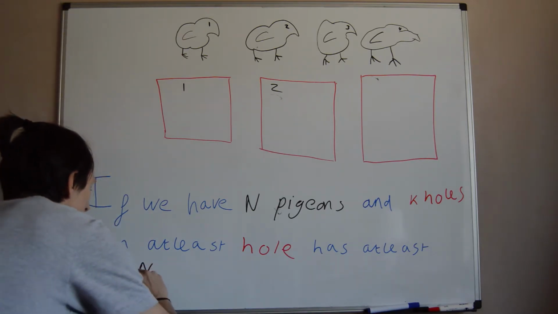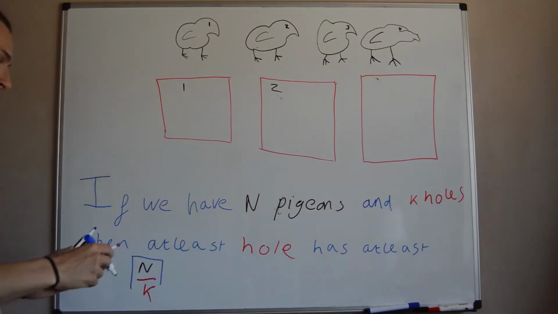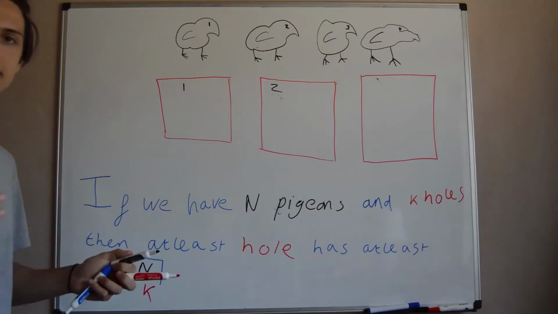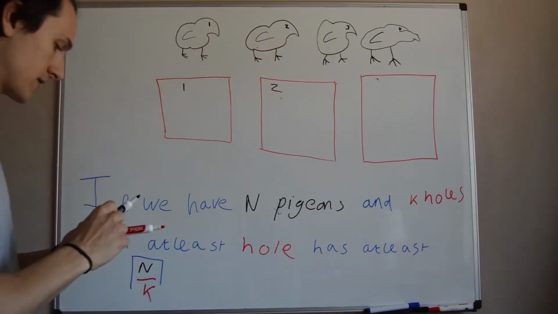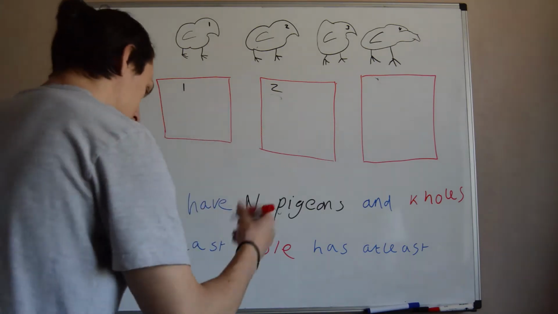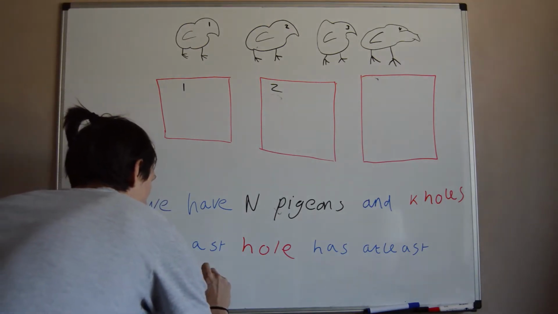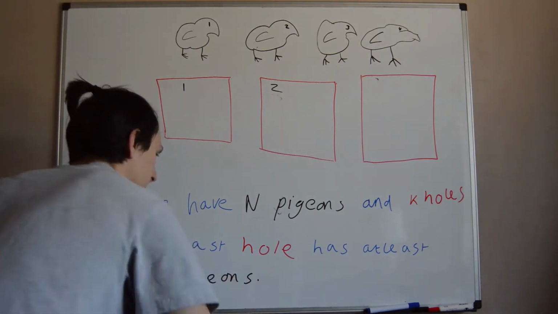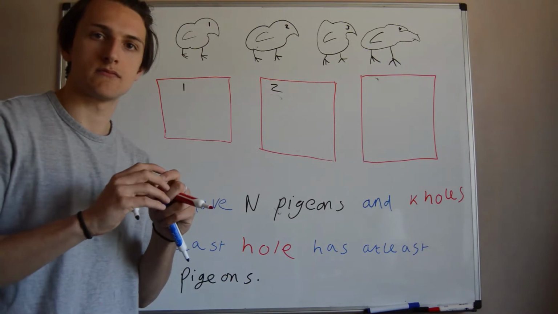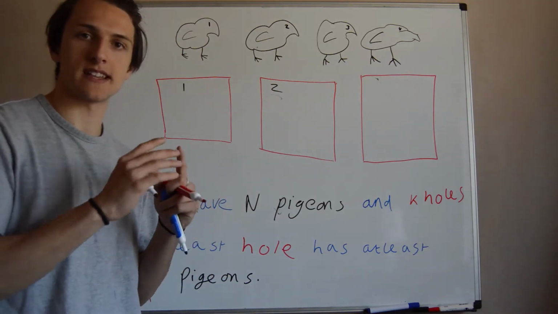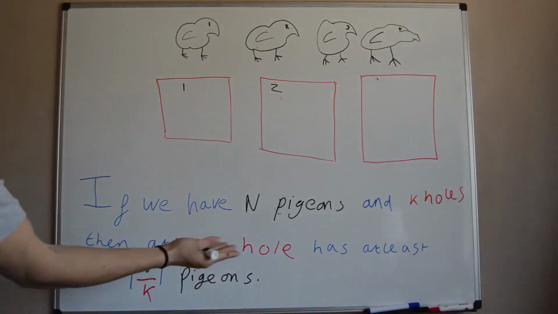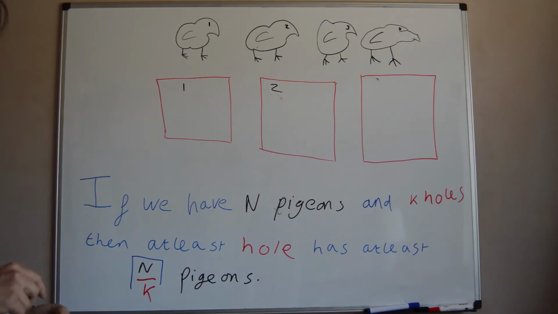What do I mean by ceiling? The ceiling means you take this number, n divided by k, and whatever it is, you just round up to the nearest integer. Right, we have the ceiling of n divided by k pigeons. And try and think about this yourself. Try and imagine having a set amount of things and a set amount of holes, and try and place those things or those pigeons into the holes, and you'll see that this really does make sense. This is quite an intuitive result.